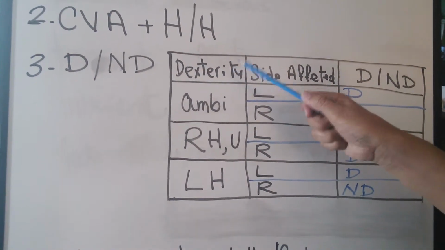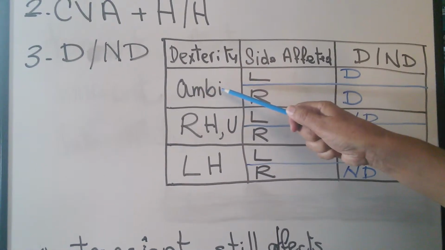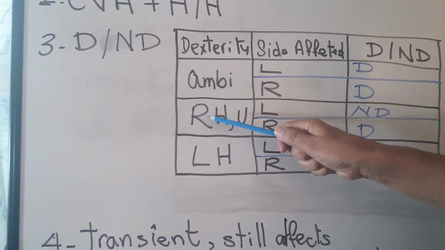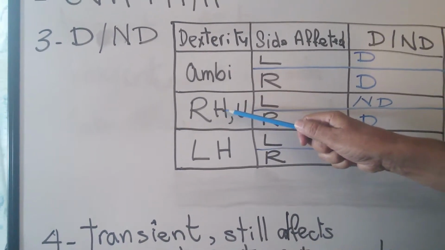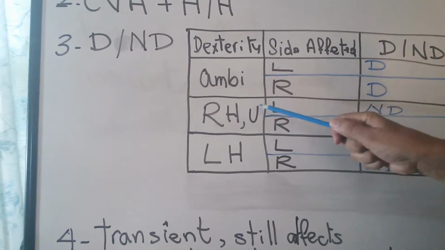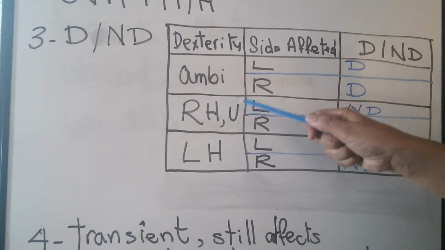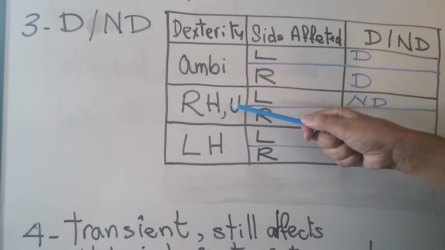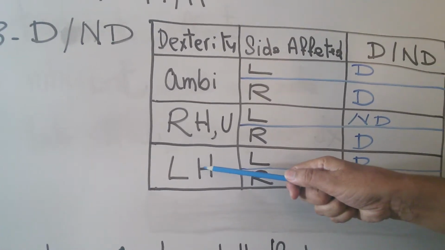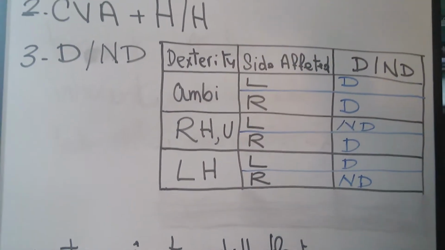Dexterity means the ability of the person to use the hands. The first row is ambidextrous, which means that he can use the right or the left hand equally. The second row is if the person is right-handed, and the same thing applies if the text doesn't tell you whether it's right-handed, left-handed, ambidextrous, or if it's undefined: it's exactly the same as right-handed. Why? Because most of the people are right-handed. So if they don't tell you, then we assume that it's right-handed. The third is for the people who are left-handed, right?